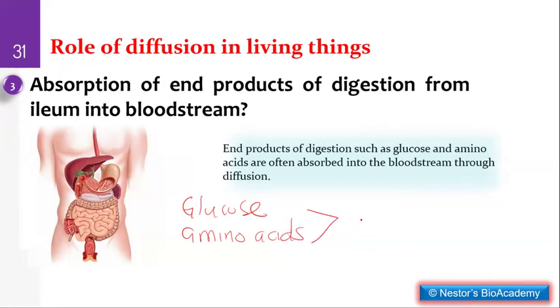Because at the end of digestion, the ileum will have a greater concentration of these end products of digestion compared to their concentration in the bloodstream surrounding the ileum. So these food substances will just be absorbed into the bloodstream through the process of diffusion.